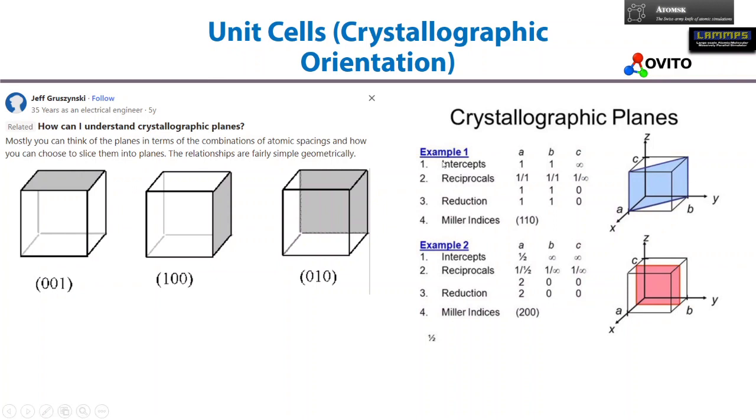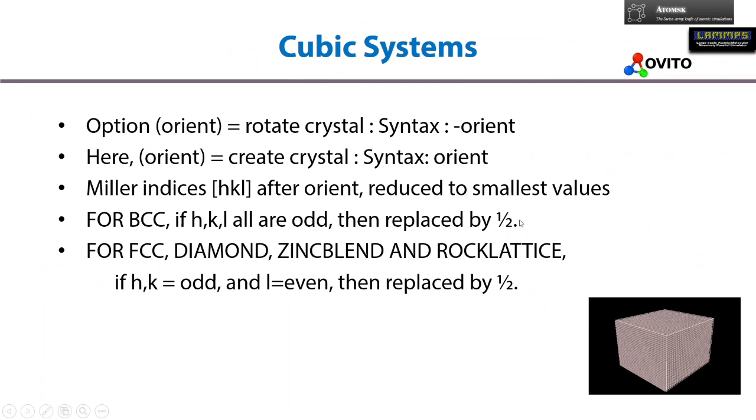So how do you calculate these Miller indices? In the case of this structure, if you think the blue marked region is the plane, you need to first calculate the intercepts. For the x-axis the intercept is 1, for the y-axis the intercept is 1, and since it doesn't intersect the z-axis the intercept is infinity. By taking the reciprocals of these values you find that the Miller indices are 110, and in a similar way you can find the Miller indices 200 for the red marked region.